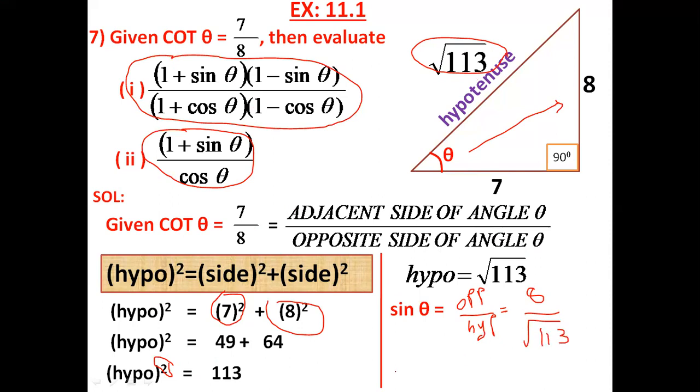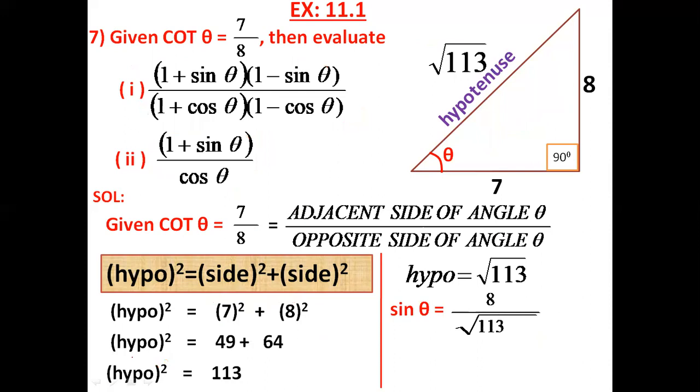Right. So sine theta is equal to 8 by under root 113. Now cos theta. What is the formula for cos theta? Adjacent side by hypotenuse. What is the adjacent side? That is 7.